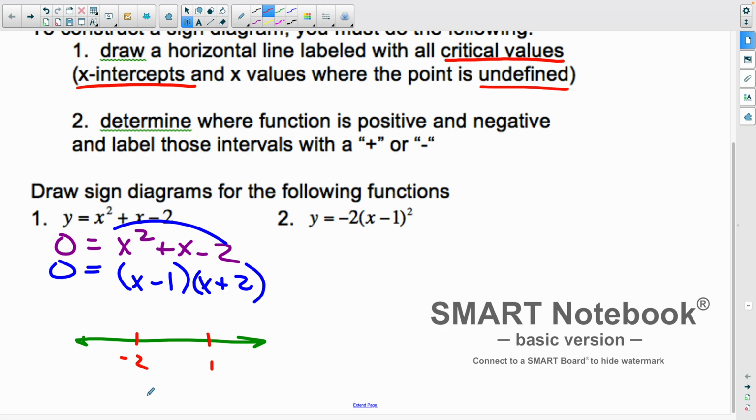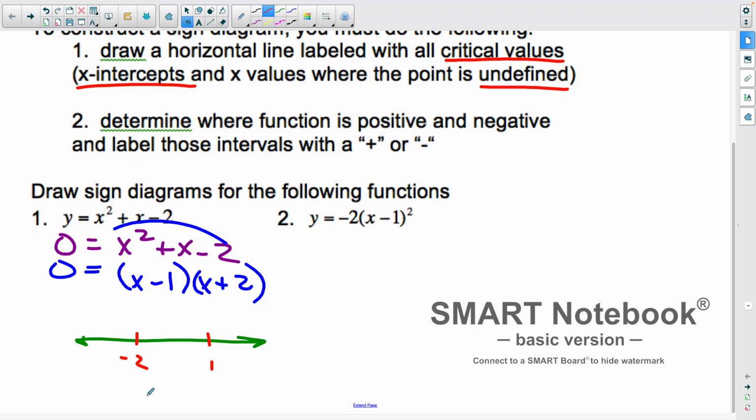So what that's saying is this. We could have critical values that are all x-intercepts and no undefineds. That's okay. We could have all undefineds and no x-intercepts. That's a different type of function we'll talk about next week. Or we could have a mixture, some of those and some of these. But in this situation, all we have are critical values that are x-intercepts. And there they are.